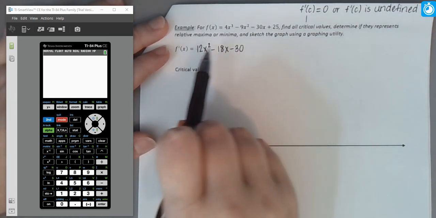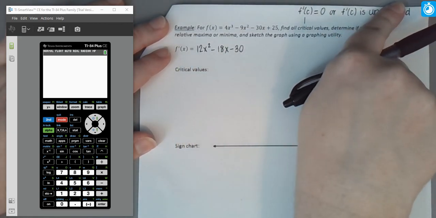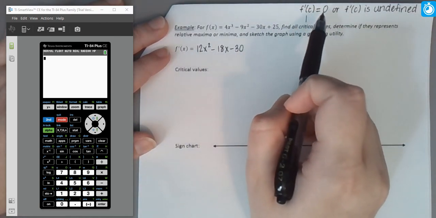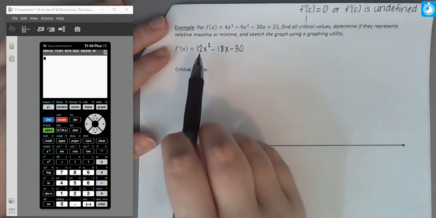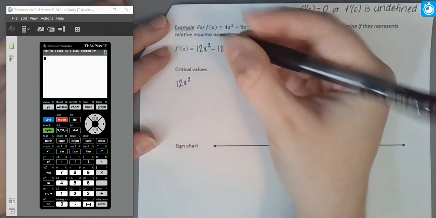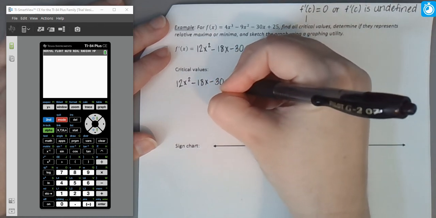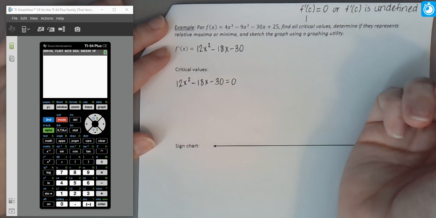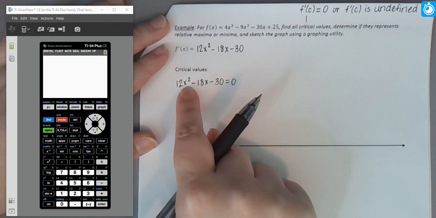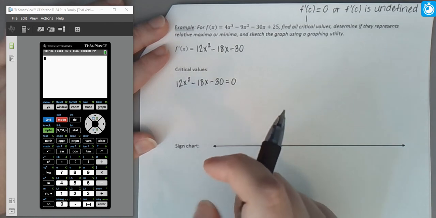Well, this is a polynomial function, which means undefined doesn't mean anything here. We don't have any x values at which this function, specifically this derivative, is undefined. But we may have some locations where this derivative is equal to 0. So I'm going to take this new function representing the derivative and set it equal to 0. My goal is to solve for x. Anytime I have x squared and more than one instance of the variable, that's an indication that we're going to have to factor.